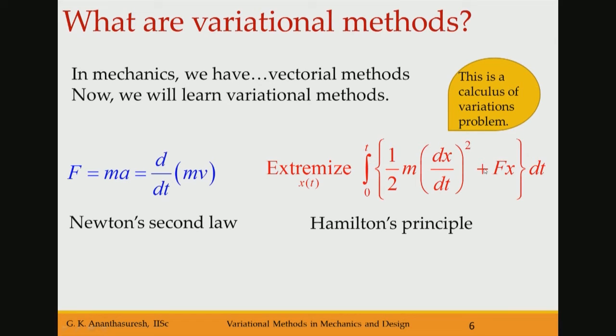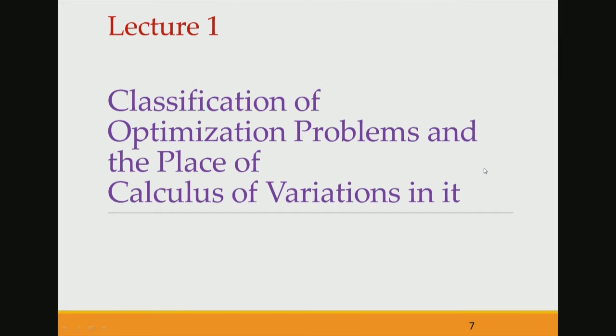So, in this course what we will focus on will be optimization problems first. Okay. So, in lecture 1 we are going to talk about optimization problems of two kinds. Actually there are several kinds, we will focus on two kinds. One is in a finite number of variables, the other will be in terms of functions. So, let us look at the classification of optimization problems and the place of our topic, which is calculus of variations, because that word variations is what is there in our course title, Variational Methods in Mechanics and Design, and that is why we will focus on calculus of variations.